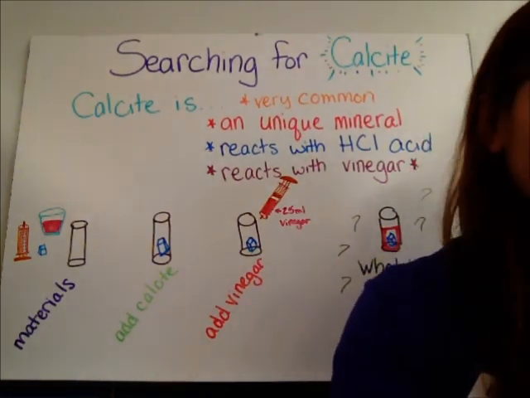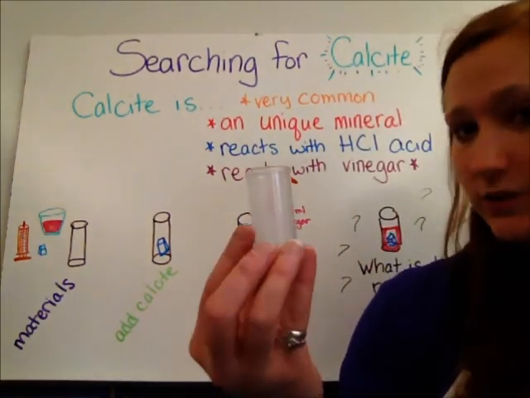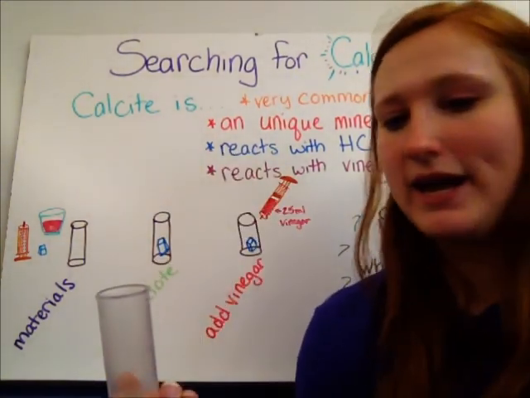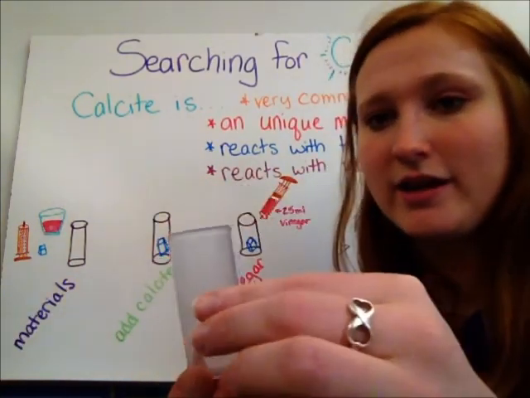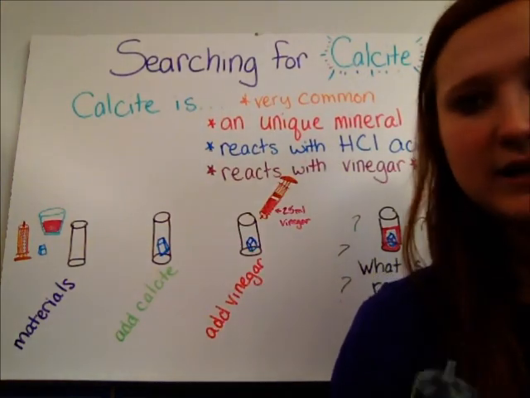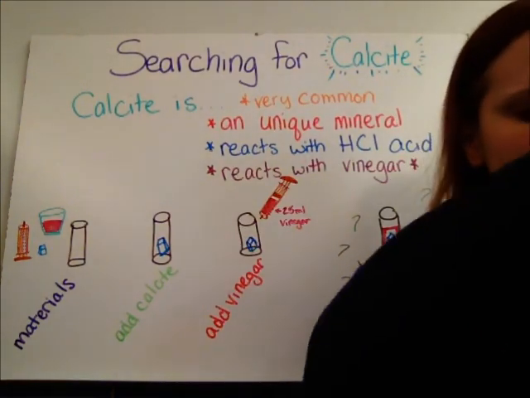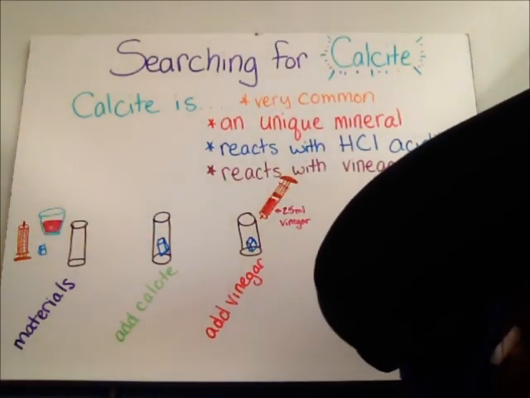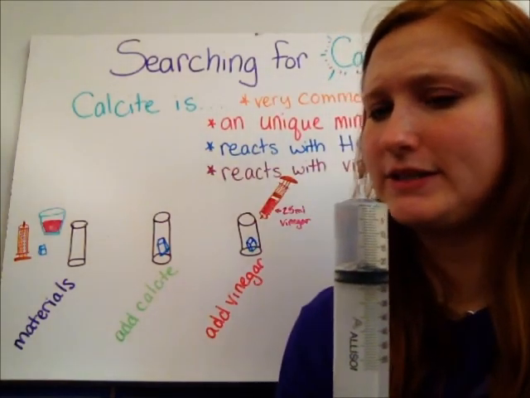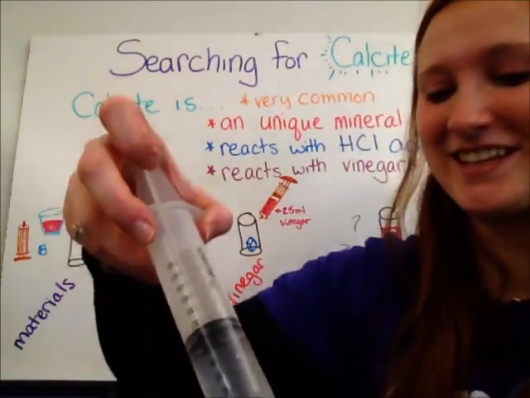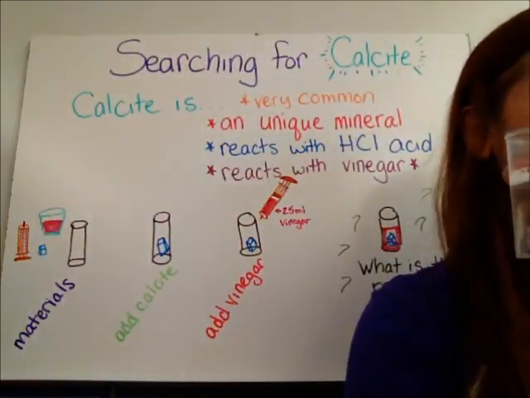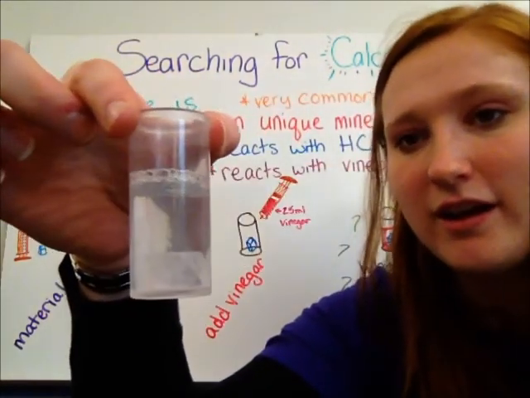Friends, this is an experiment right now that I'm going to do for you. First, we're going to need all of our materials. Then we take our vial and we add our calcite into it. So we have this so far. We need to add 25 milliliters of vinegar. I wish you could smell this, friends. You will today, though. And we add our 25 milliliters of vinegar.